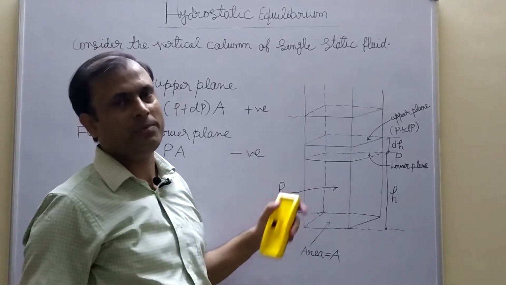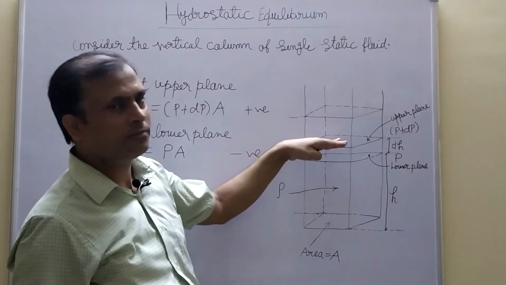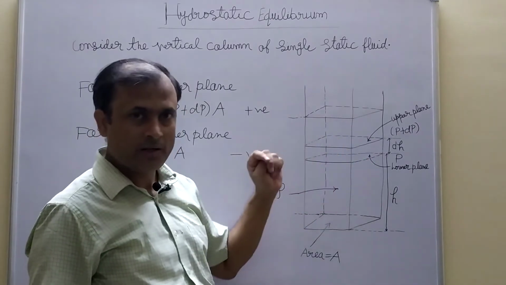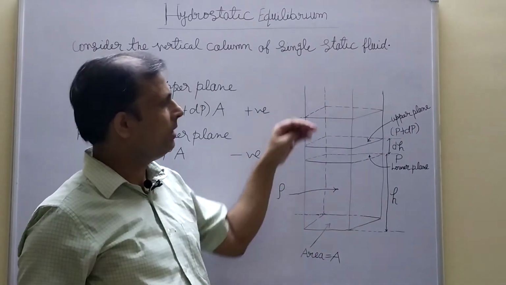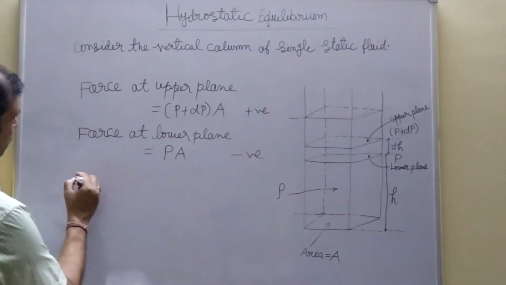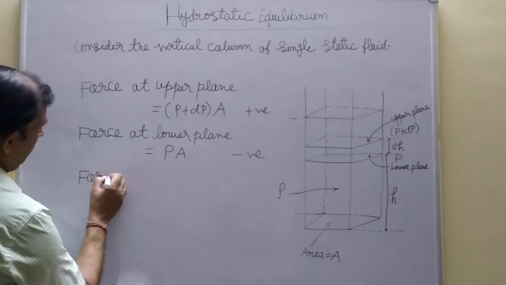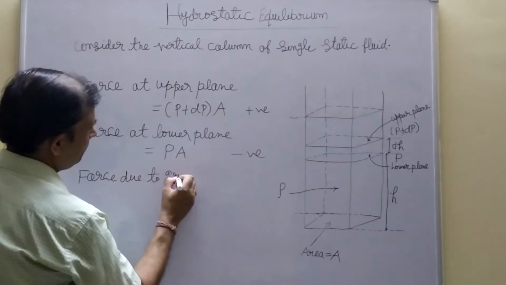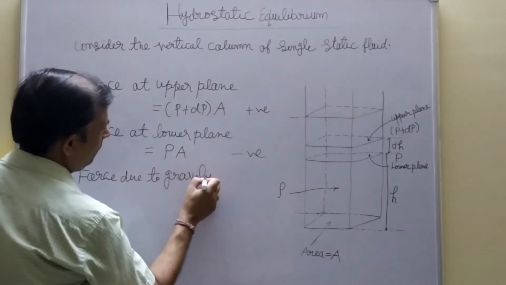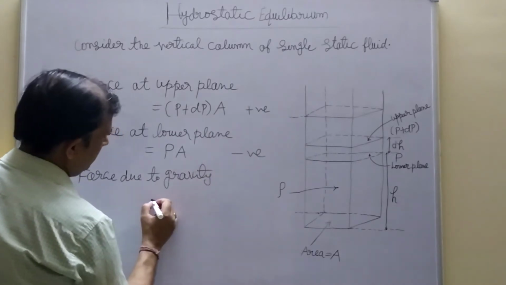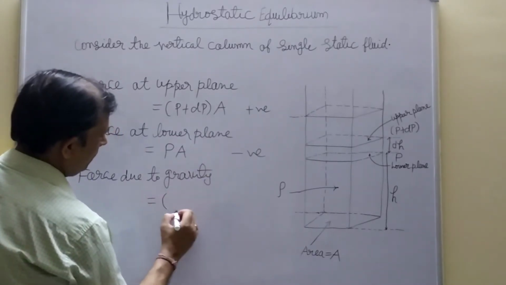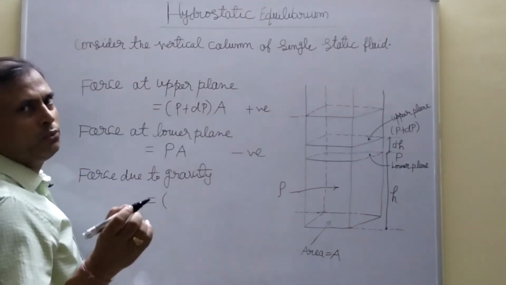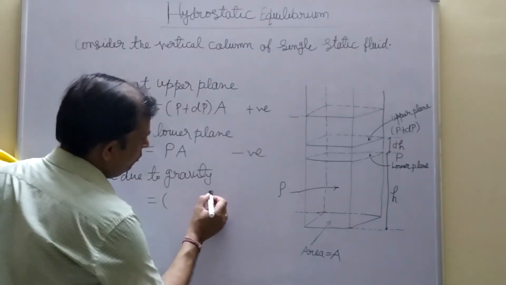Generally three forces act on this fluid element. First, the pressure force on the upper surface in the downward direction. Second, the pressure force on the lower surface in the upward direction. Third, the force due to gravity in the downward direction, which equals m into g, where g is the acceleration due to gravity.